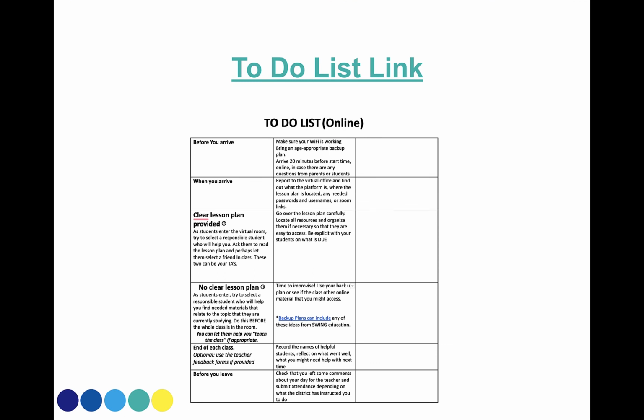What I have here is a to-do list link, and when you get this slide presentation, that's a live link, and it includes things to do before you arrive, when you arrive, if a clear lesson plan is provided, if you need to improvise, and at the end of each class. Also included in here are backup plans, any of which you can use, and it's from Swing Education. They're just ideas of what you might use in order to facilitate a class if there are no clear lesson plans.